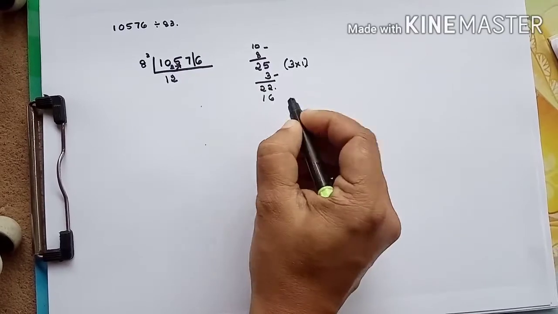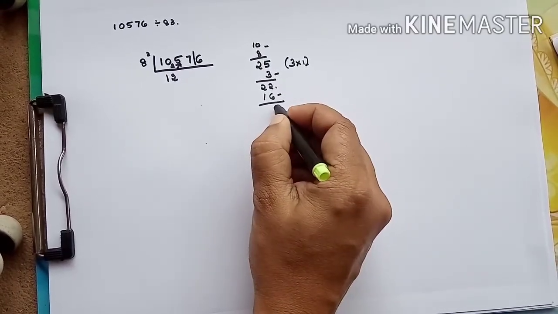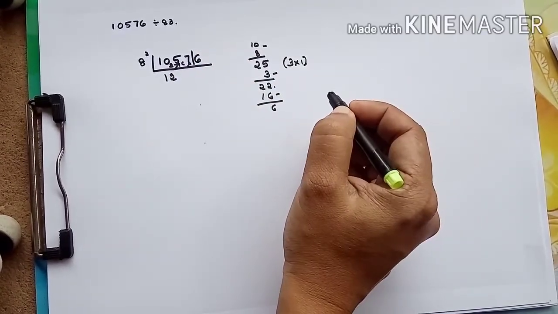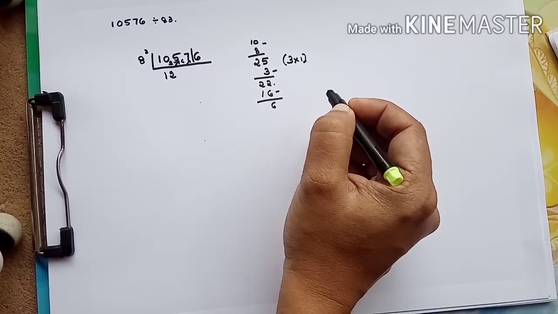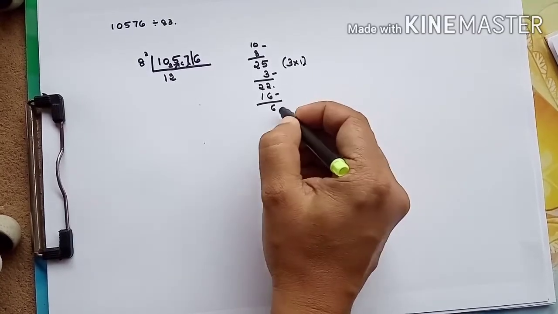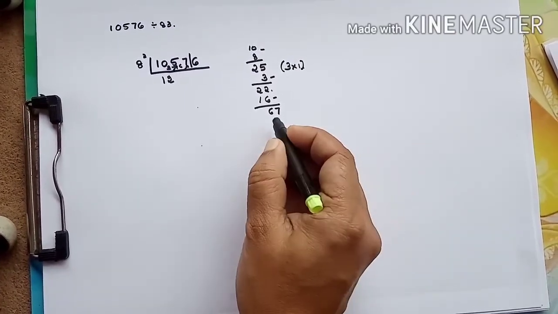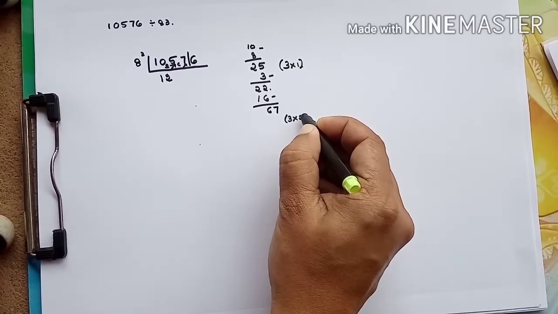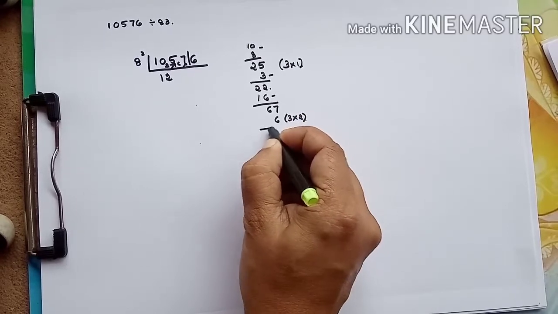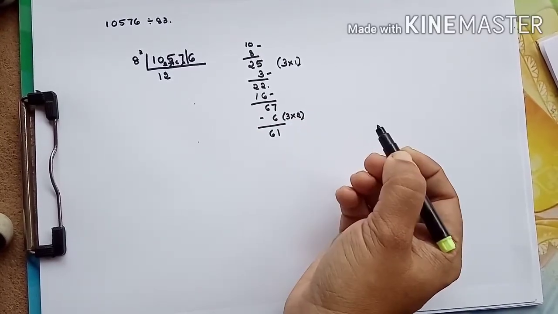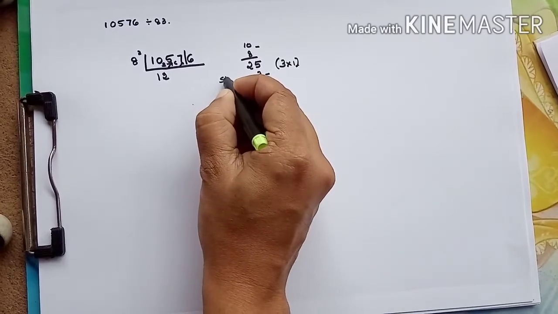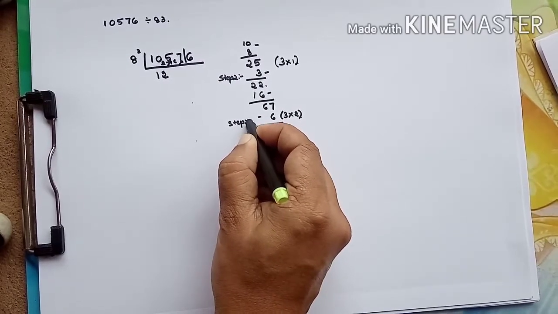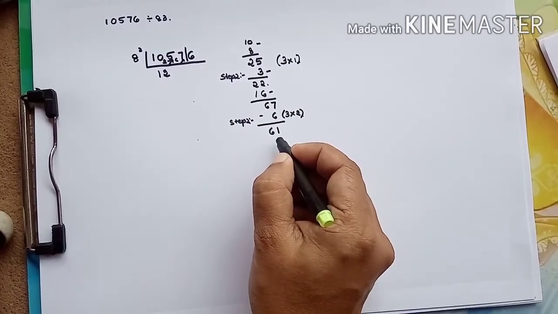8 2s are 16. Subtract it, you get 6. 6 is the carry on. 67 it is now. Write down 67. Now for 67 you have to do step 2 again, correct? Step 2 is 3 into the quotient which you got, it is 2, that is 6. Subtract 6 from 67, 61 you get. Now divide 61 by 8. I have written step 2 here again and again so that you won't forget it and it's clear for you.